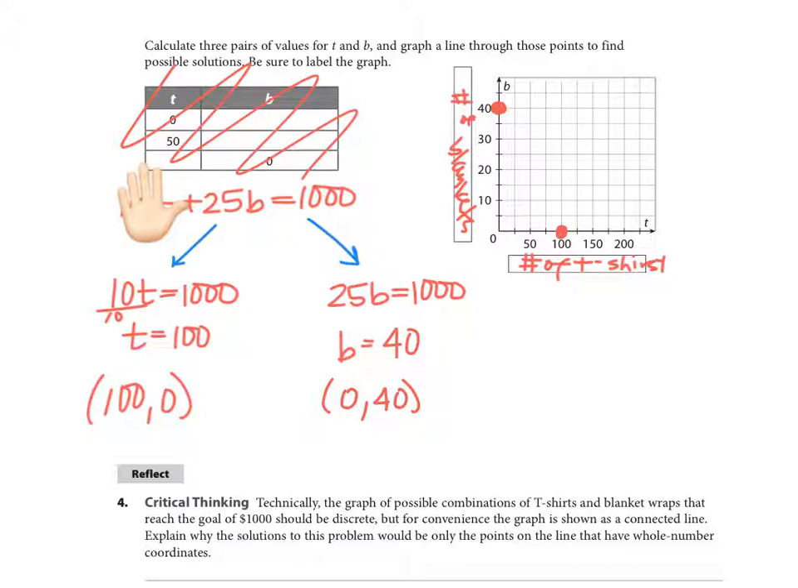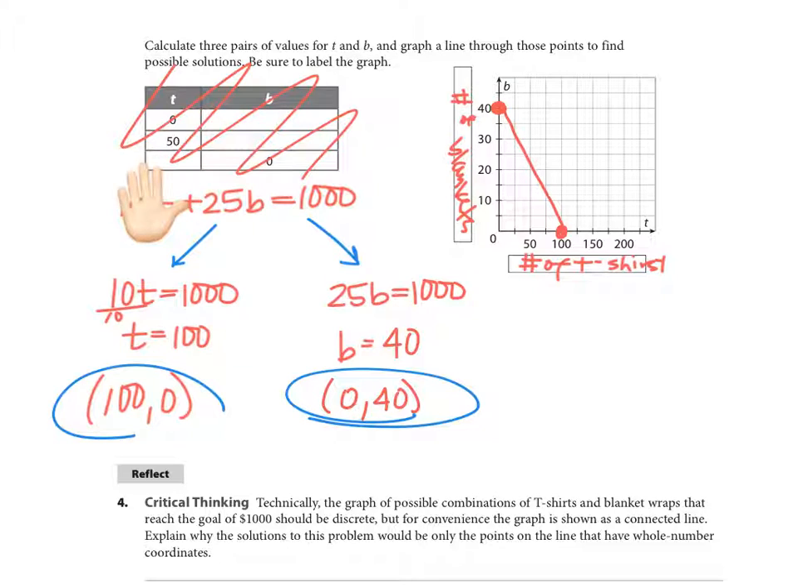And for the sake of ease, we're going to connect these, but know that they really shouldn't be completely connected. So we're going to connect these, and there we go. That's going to be our graph. And now they want us to find maybe another solution. So we could sell all t-shirts or all blankets, but think about another combination. We can try to see maybe where it's crossing somewhere in between.